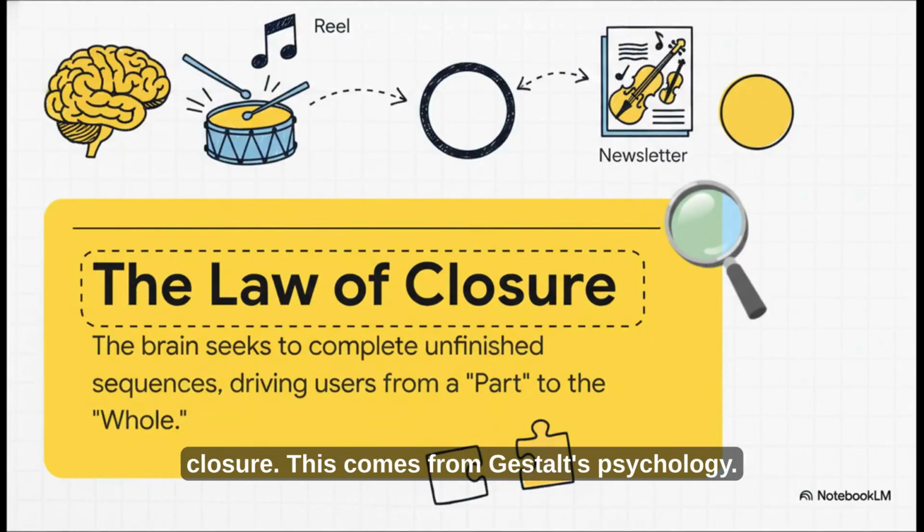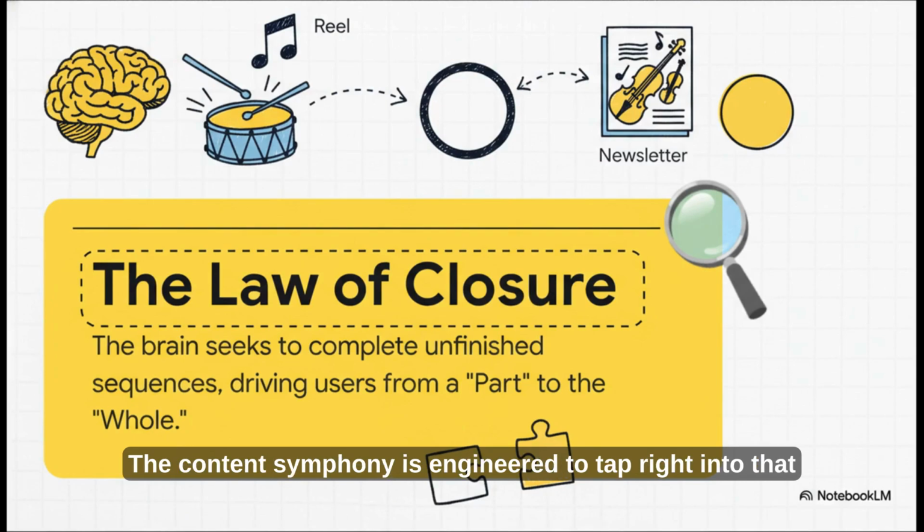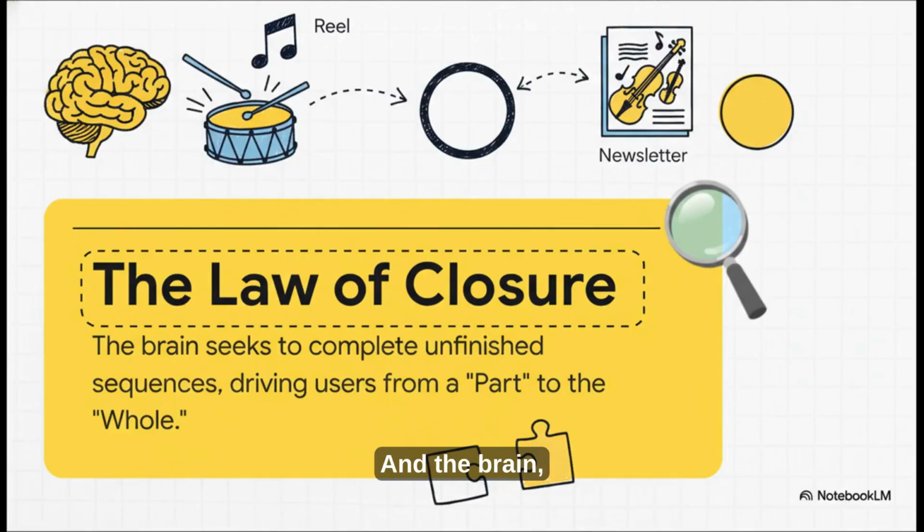This comes from Gestalt psychology. Our brains are basically pattern-matching machines, and they absolutely hate an open loop or an unfinished melody. They have this intense, innate desire for completion. The Content Symphony is engineered to tap right into that craving. The percussion section, your reel, introduces a compelling musical idea, but it doesn't resolve it. It opens a loop. The woodwinds might add another layer, deepening the mystery.